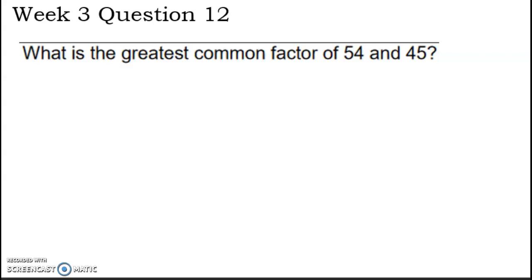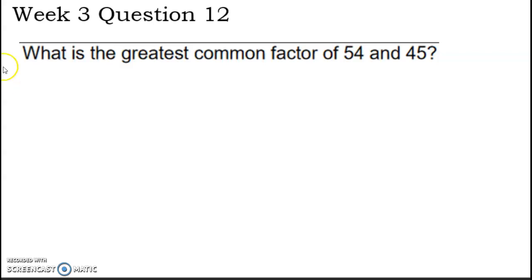Alrighty, so we are on week 3, question number 12. What is the greatest common factor of 54 and 45? So let's first talk about what factors are. Factors are numbers that can multiply together to make that number.